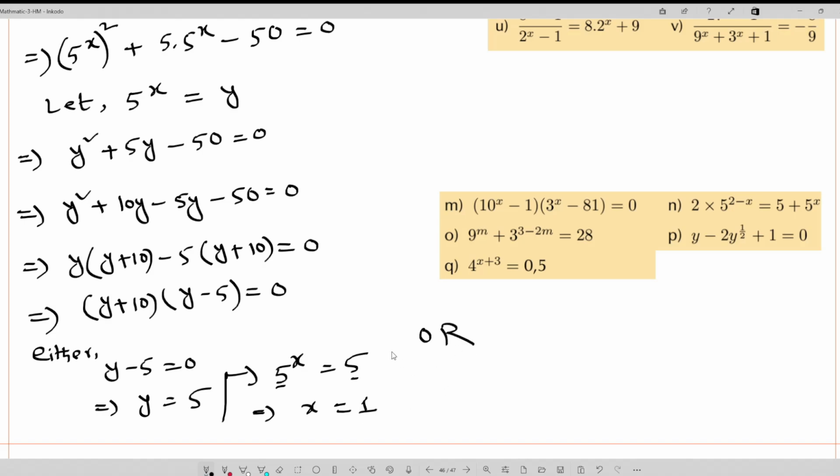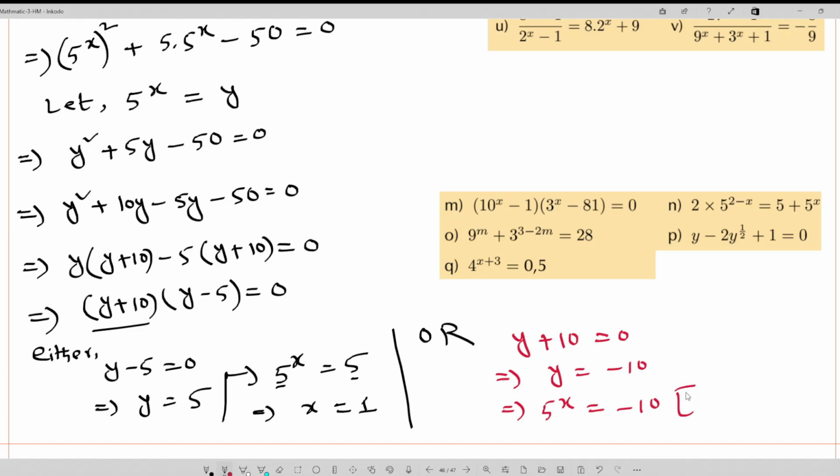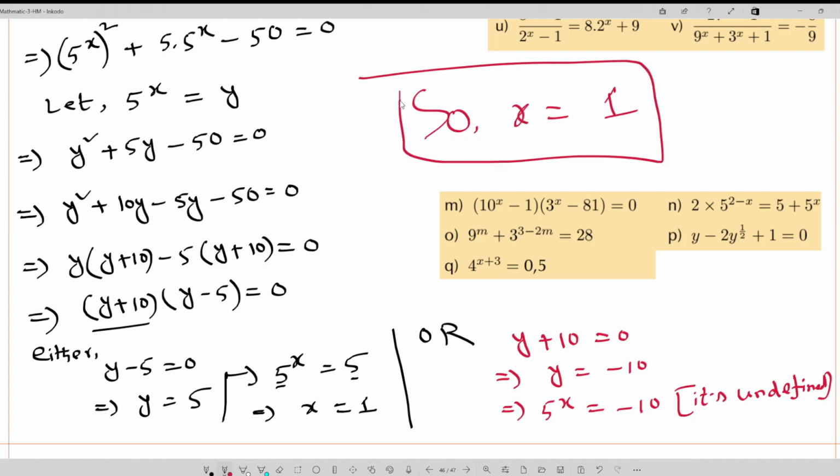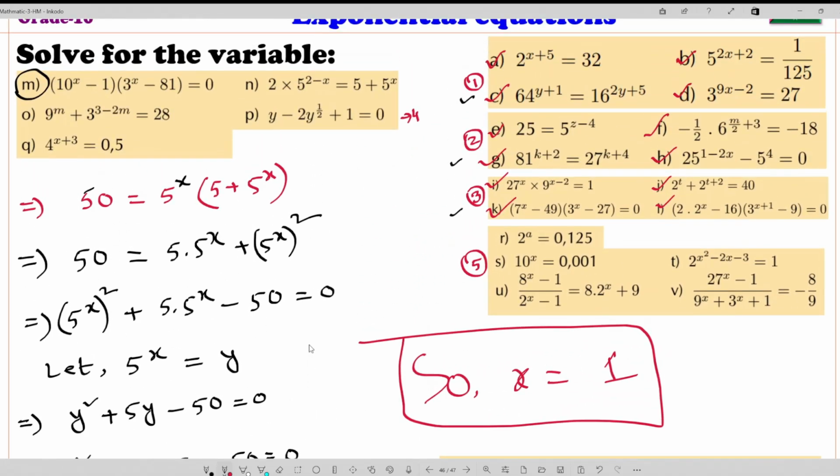Or y plus 10 equals 0, so y equals minus 10. Then 5 to the power x equals minus 10, which is undefined. So our answer is x equals 1. This is our answer. It looks a little bit bigger, but it's very important.